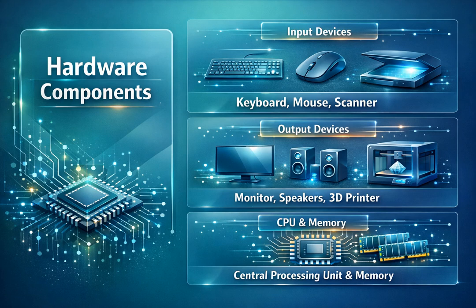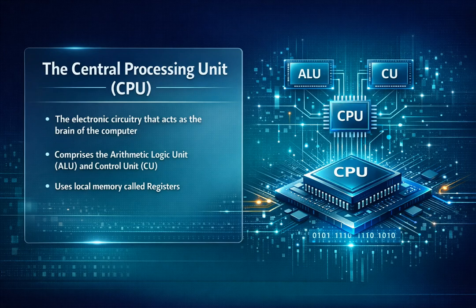We have input devices like the keyboard, mouse, and scanner to put data into the system, and output devices like the monitor, speakers, and even modern 3D printers to retrieve our processed results. At the heart of the system is the Central Processing Unit, or CPU. Often called the brain of the computer, it contains the arithmetic logic unit for calculations and the control unit to manage instructions. It also has tiny local memory spaces called registers.